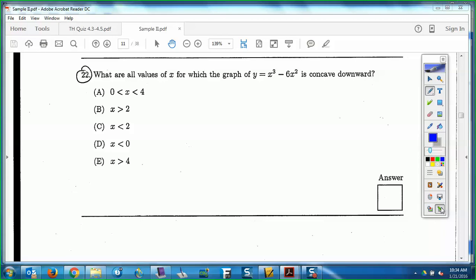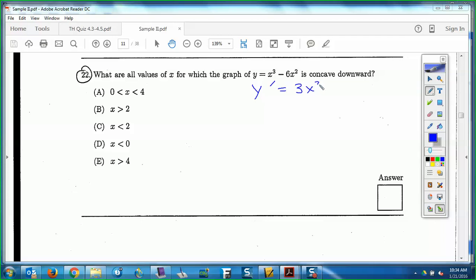This is one that's just like ones we've done. How do you tell when a graph's concave down? Y double prime is negative. Second derivative is negative. How do you tell when the second derivative is negative? Do a number line, which means find when the second derivative is 0, right? So this is just like a local max problem, just a basic chart problem.